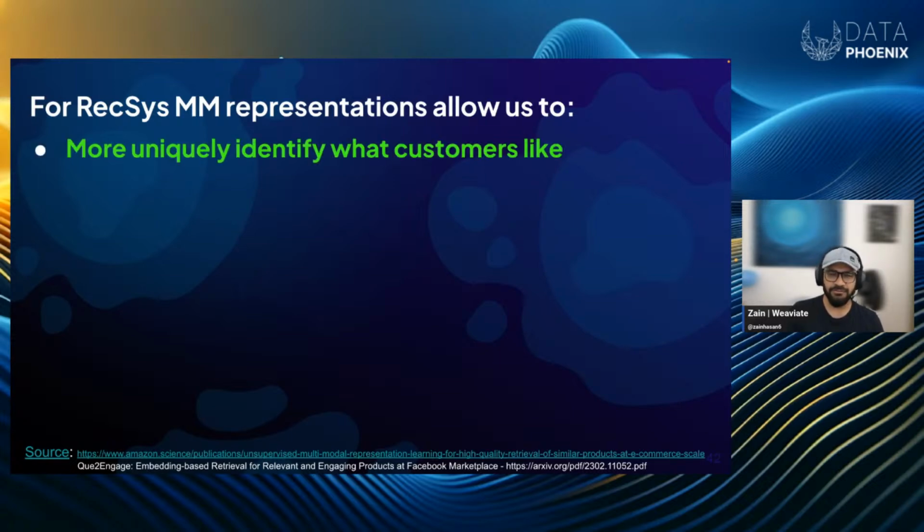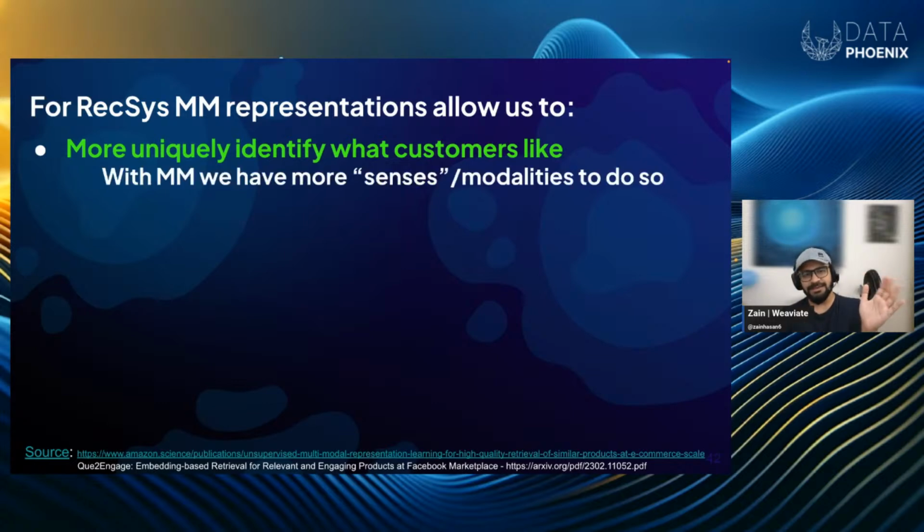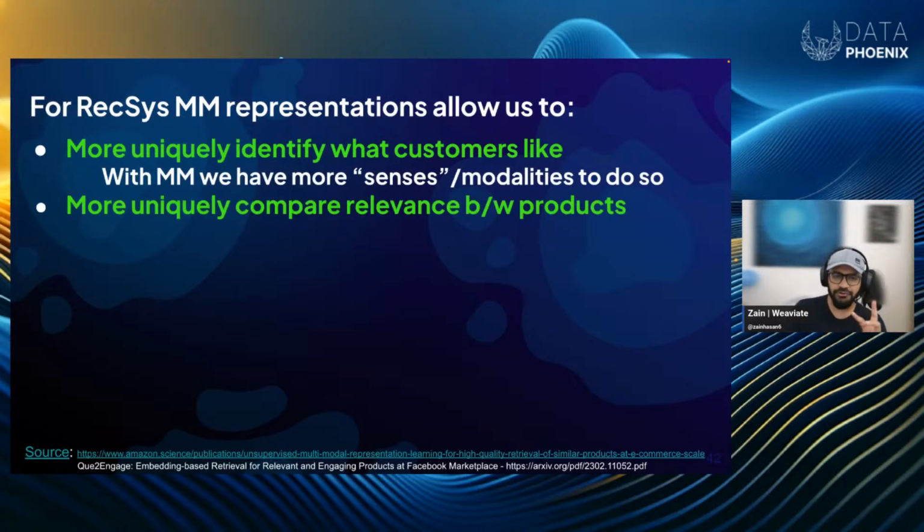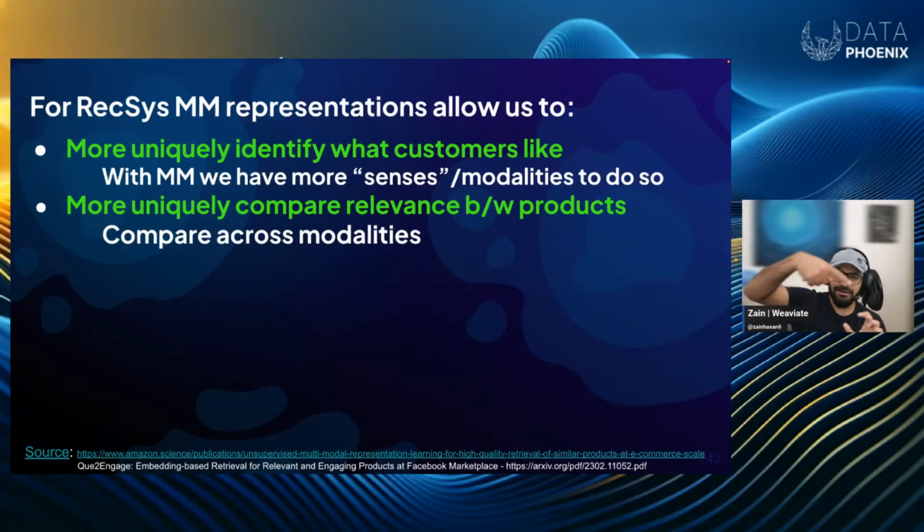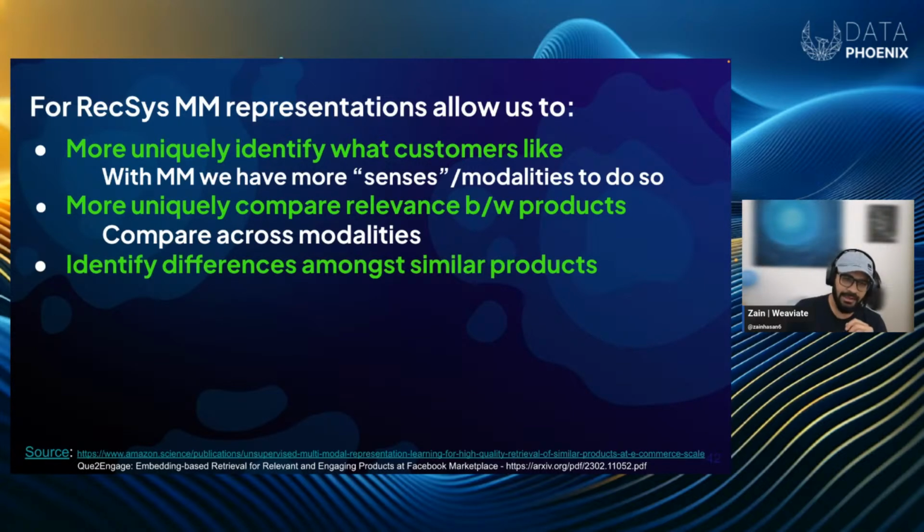And the reason why this is quite powerful is because it allows you to uniquely identify what a customer likes, because now you have more senses to do this with, right? You can recommend a product based on sight, based on text, based on video, and before we couldn't do that. You can also uniquely compare relevance between products, right? Because you can compare across modalities. You can compare a product description to another product's look. And then it's also easier to tell the difference between similar products.